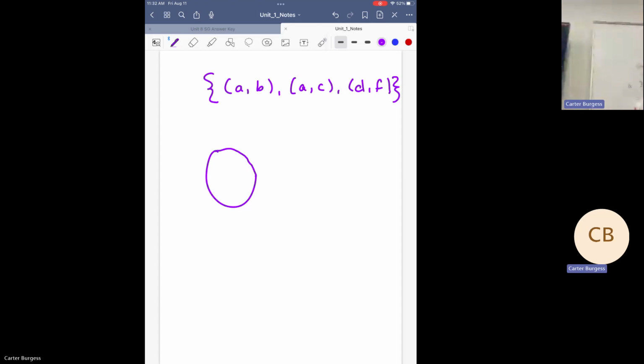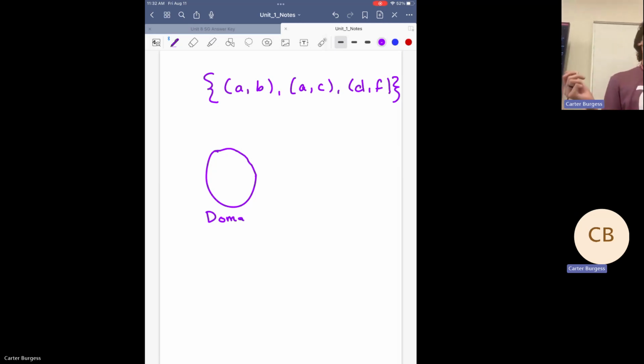Does anyone know the word that we generally use to describe the set of all of our possible inputs? This is like all of our possible x values. What do we call that? What do we say? The domain of our function. Fantastic. So this is going to be our domain.